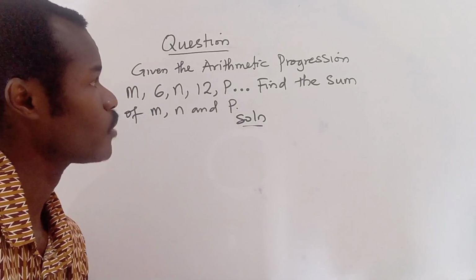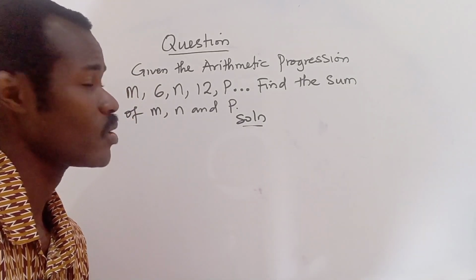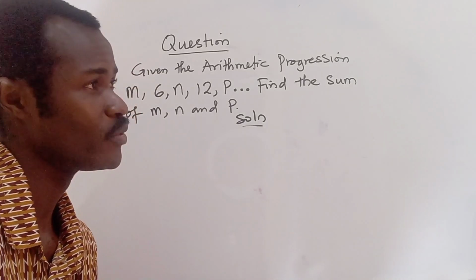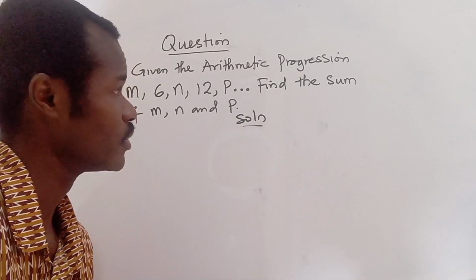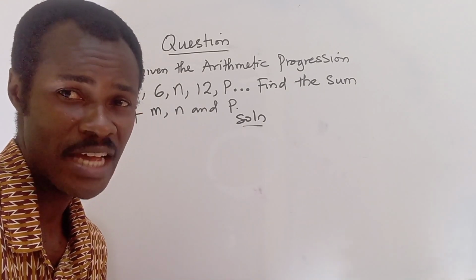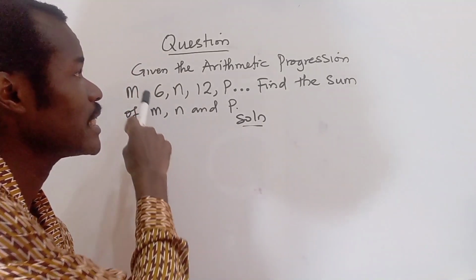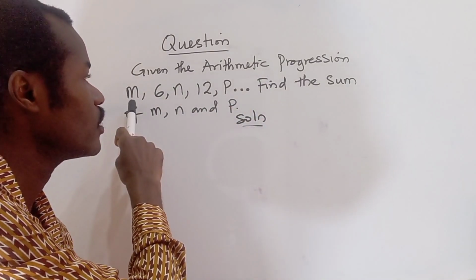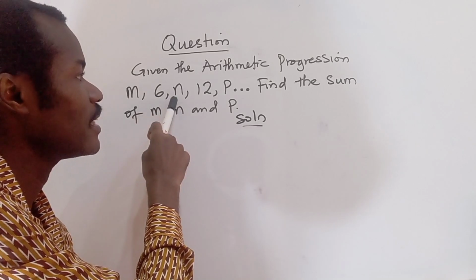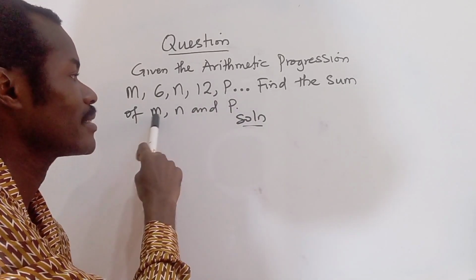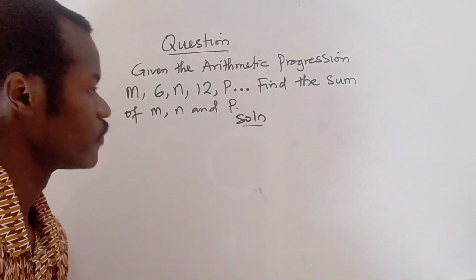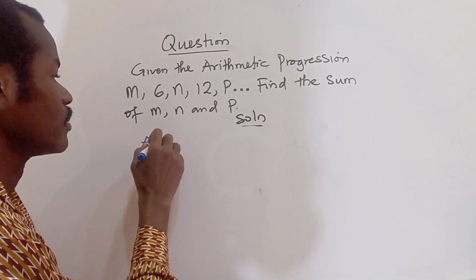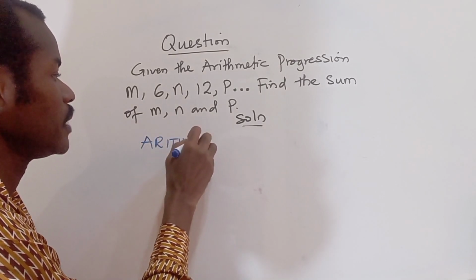So today we have a problem on the board on arithmetic progression. We have used the common difference method, and today I'm going to use another approach, the arithmetic mean. So the question says, given the arithmetic progression m, 6, n, 12, and p, find the sum of n and p. Now, how do we solve this using the arithmetic mean?